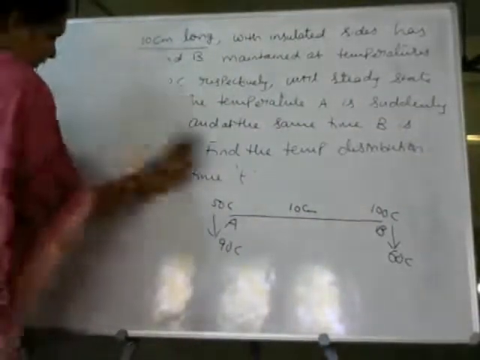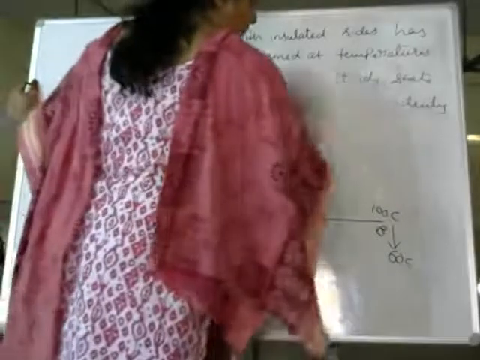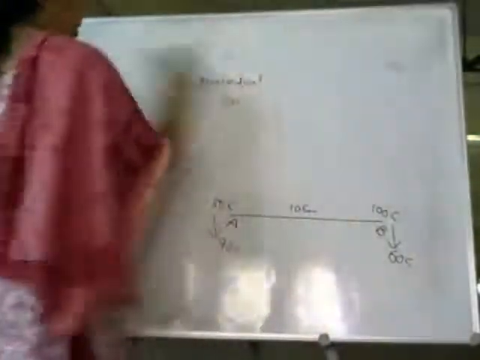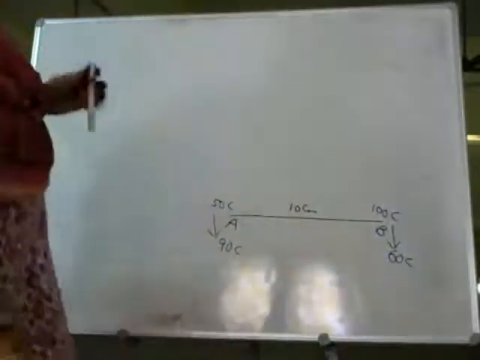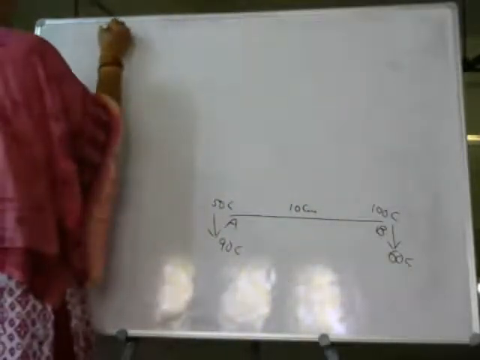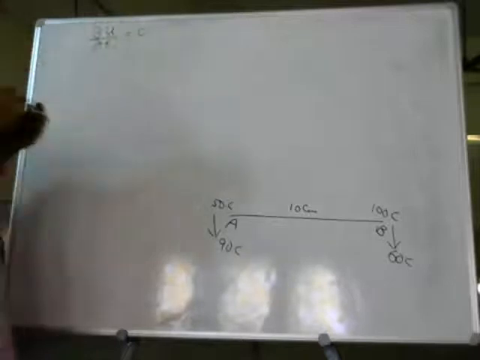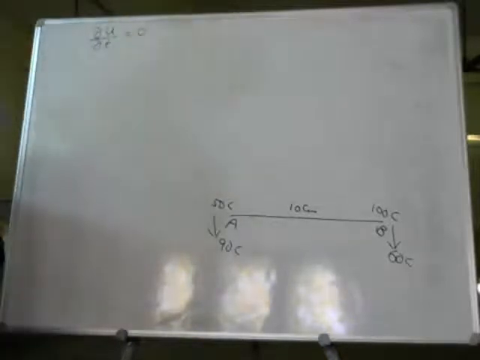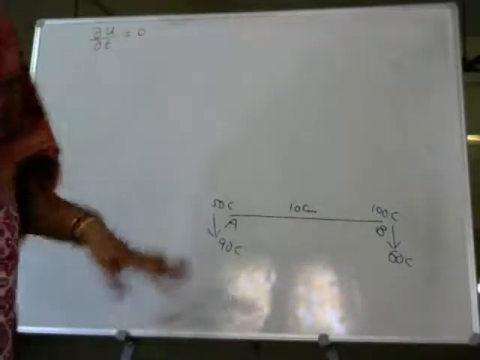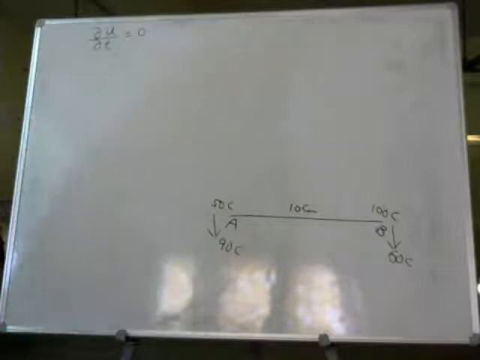So we'll start with the problem. I am erasing the question here. What is the meaning of steady state? I told you, u is independent of time. So ∂u/∂t = 0. There is no change with respect to time. Temperature is steady, temperature is constant. So we are taking ∂u/∂t = 0.